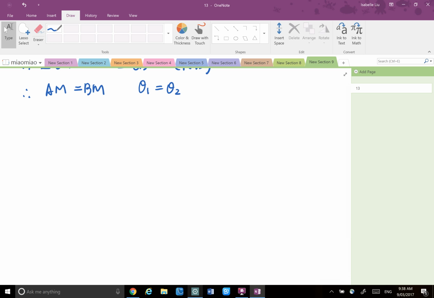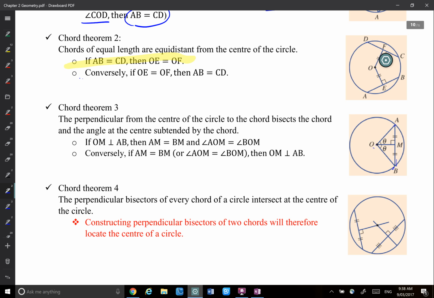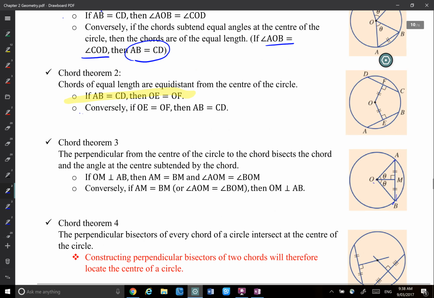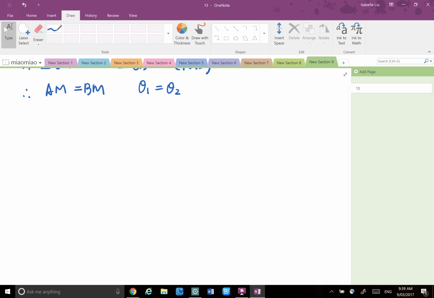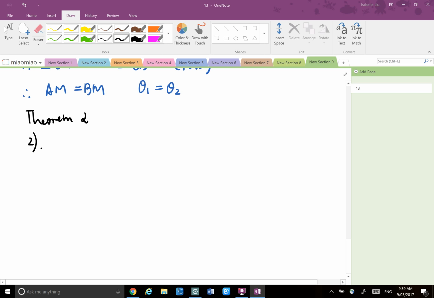Let's go back to these notes. Now let's try to do theorem 2 number 1. I haven't proved this yet. Theorem 2 number 1 is talking about: if AB and CD are equal, then OE and OF must be equal. So let's go and do this. You will see why I'm starting this later. So that's theorem 2 dot point 2.